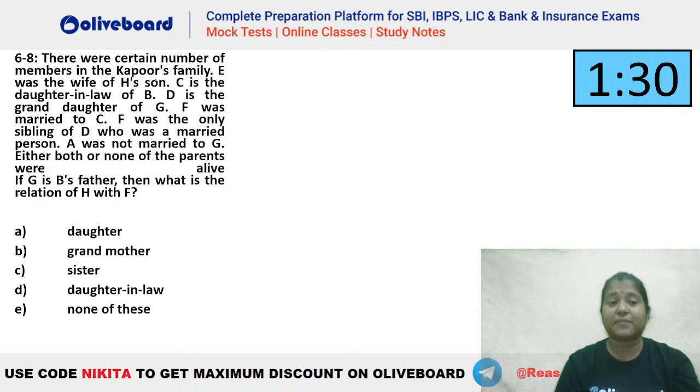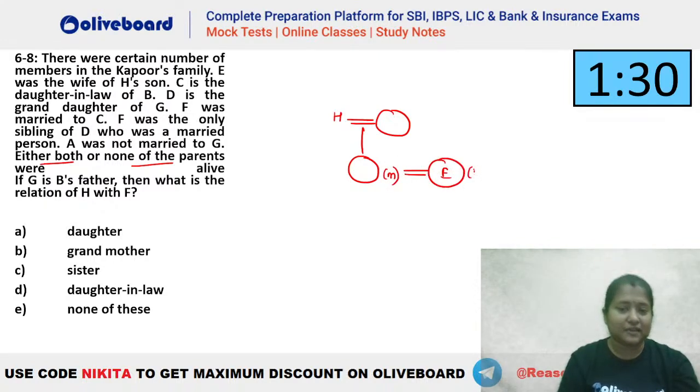So there are certain members in the Kapoor's family. E is the wife of H's son. Also it is given either both or none of the parents are alive. That means a single parent should not be an option here. We have to take both the parents. If you are taking one parent, the other parent also has to be taken. So E is the wife of H's son. So if H has a son here, that means H must be having a spouse and they together have a son here. Let's say this is the son. And E is the wife of this person. So let's say this is E.